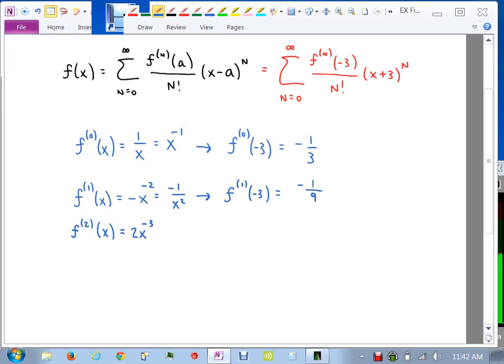So 2x to the -3, which is the same as 2 over x cubed. Now plug in -3. It's negative 1 over 27? No, 2 over 27. It's not negative? It will be negative because you're cubing the negative 3, right? So negative 3 cubed here.